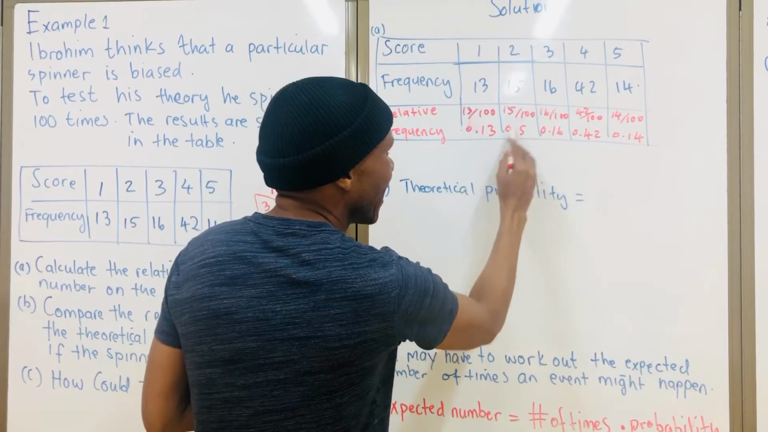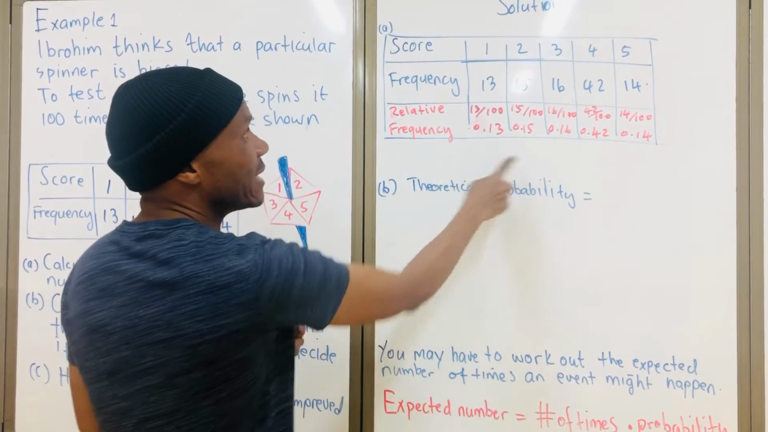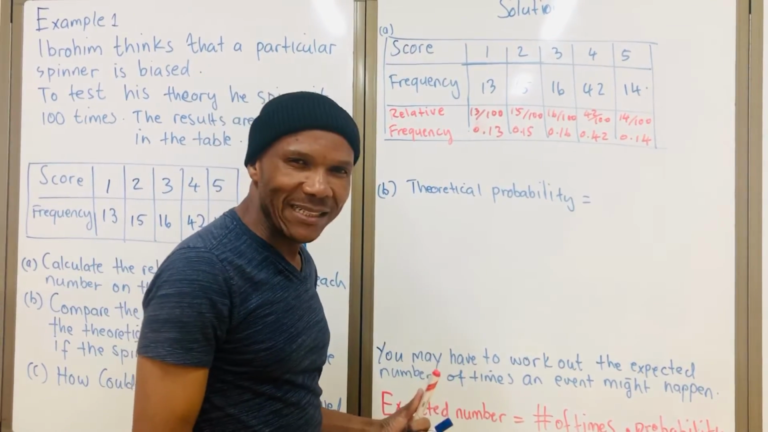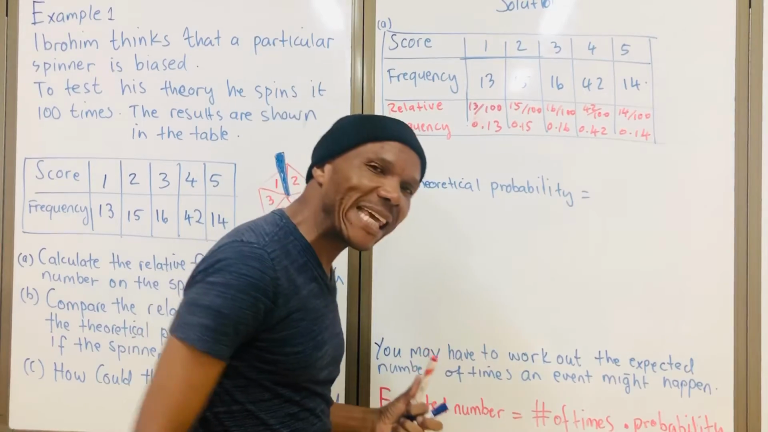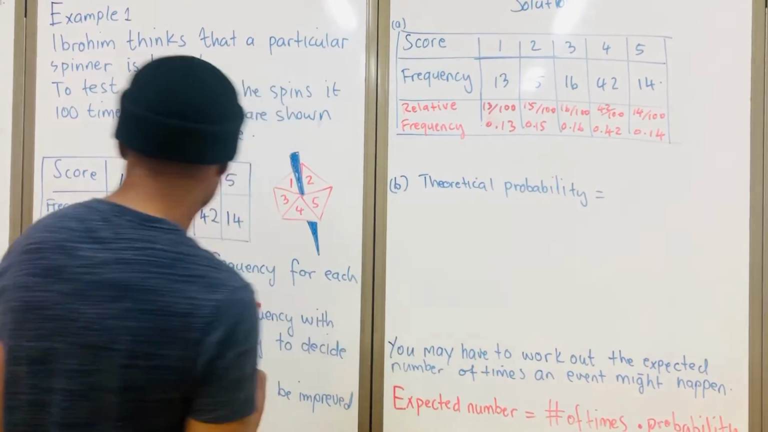Now, this is what he is getting. This is what the relative frequency would be. This is the experimental probability. This is the probability that he got when he carried out the experiment. All right, let's look at the second question.